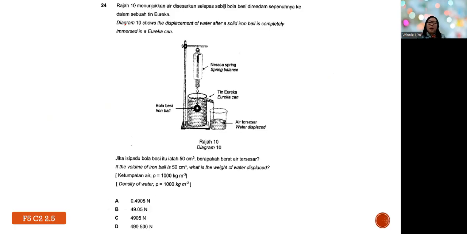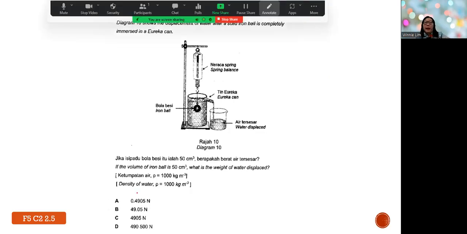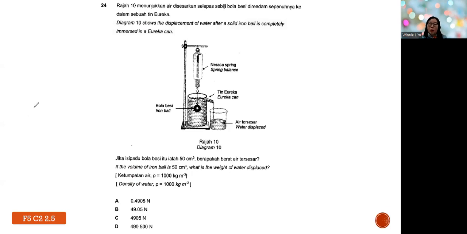Question 24. Diagram 10 shows the displacement of water after a solid iron ball is completely immersed in a Eureka can. If the volume of the iron ball is 50 cm cube, what is the weight of water displaced? So as you all know, this is under Archimedes principle. Archimedes principle states that an object that is fully or partially submerged in a fluid is acted on by a buoyant force which is equal to the weight of liquid displaced. So your buoyant force equals the weight of liquid displaced.